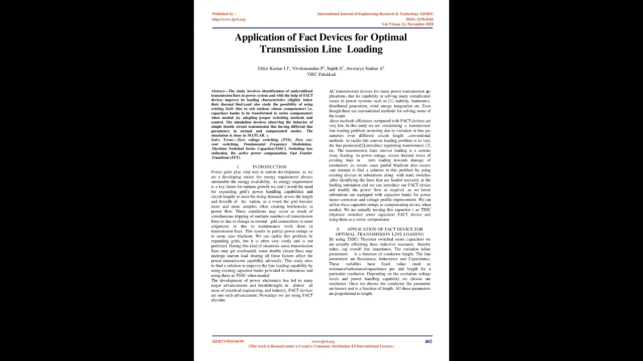Introduction. Power grids play a vital role in nation development. As we are a developing nation, the energy requirement always outnumbers the energy availability. As energy requirement is a key factor for the nation's growth, we can't avoid the need for expanding grids' power handling capabilities and circuit lengths to meet the rising demands across the length and breadth of the nation. As a result, the grid becomes more and more complex, often creating bottlenecks in power flow.